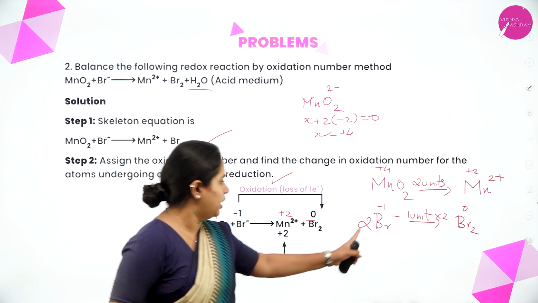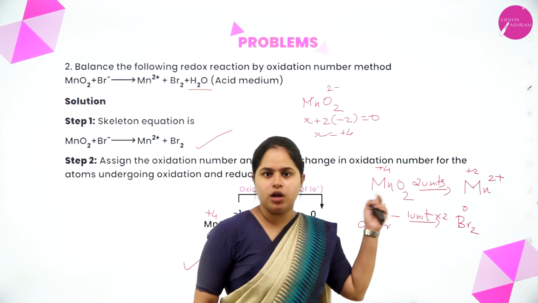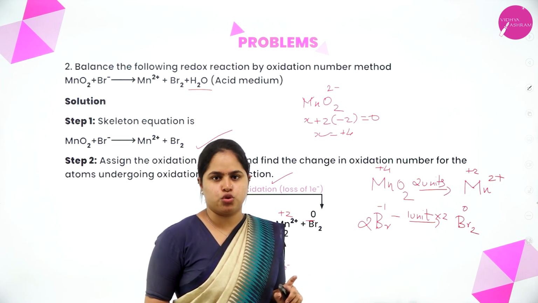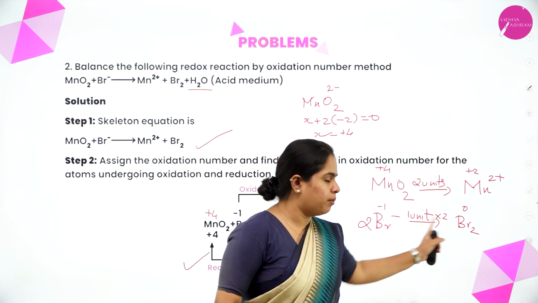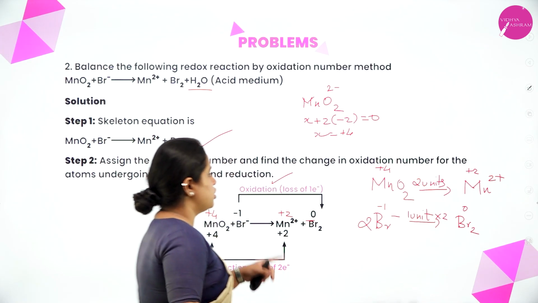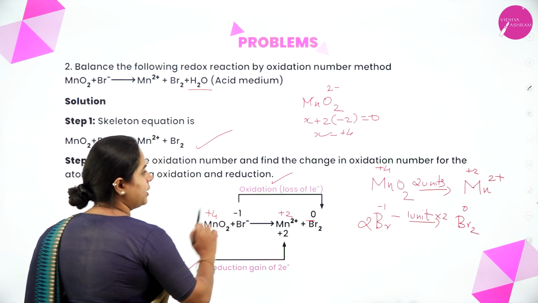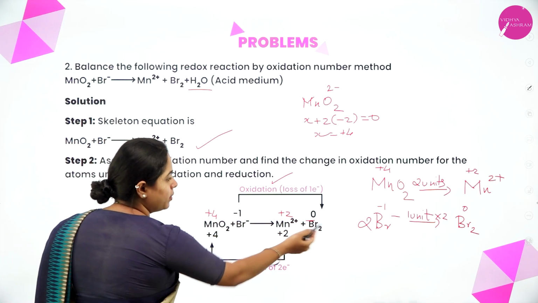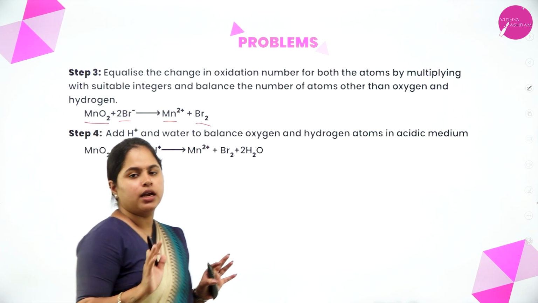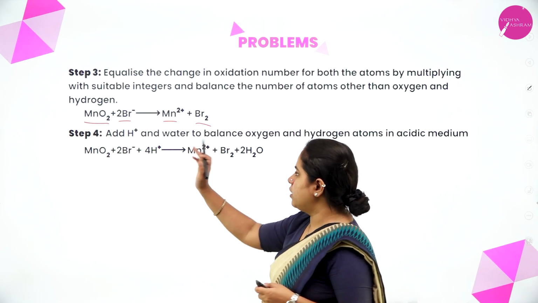So what does that mean? Here, how many units change? 2 units. Here also, 2 units. Now it is balanced. I hope it is clear. As it was Br2 here, we multiplied the bromine by 2. So now the number of bromine atoms is balanced, and the oxidation number change is also balanced. So we got the equation. That is what is written here: MnO2 and Mn2 plus, and 2 Br minus and Br2. So this is the third step. By calculating the change in oxidation number, we balanced it.